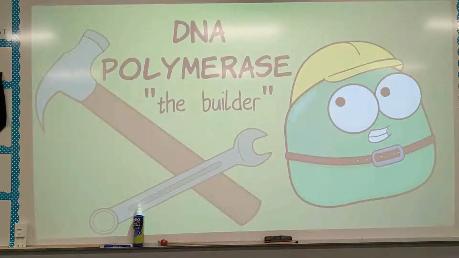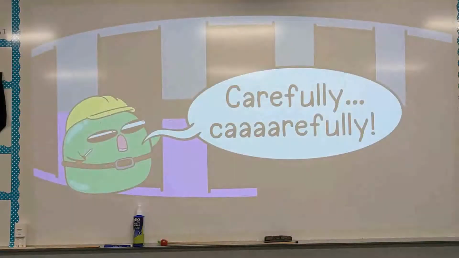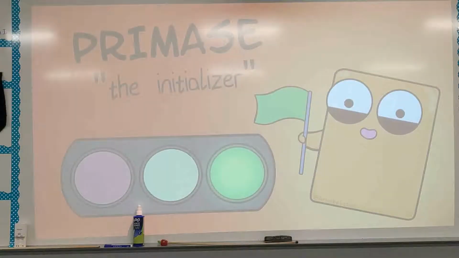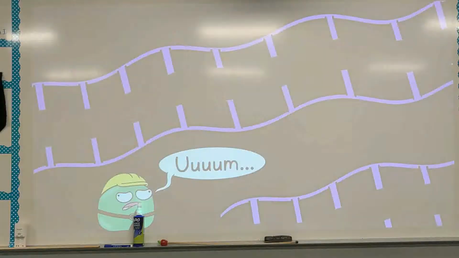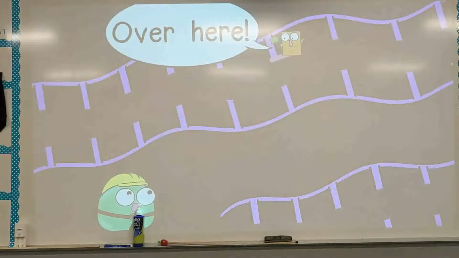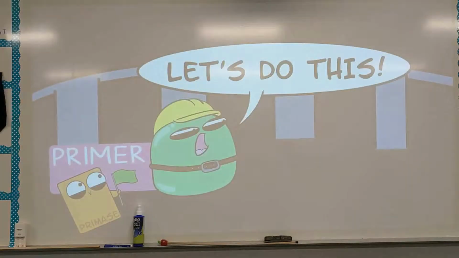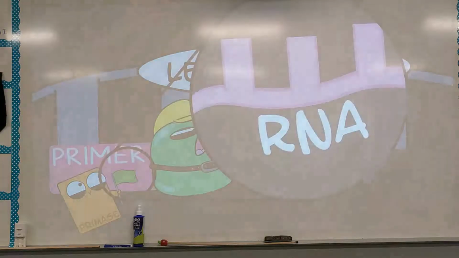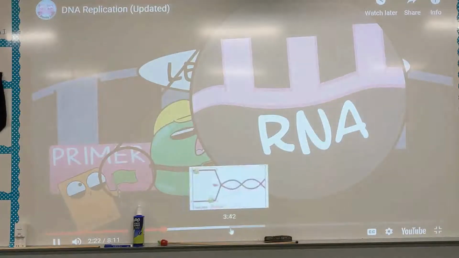DNA polymerase, the builder. This enzyme replicates DNA molecules to actually build a new strand of DNA. Primase, the initializer. With as great as DNA polymerase is, DNA polymerase can't figure out where to get started without something called a primer. Primase makes the primer so that DNA polymerase can figure out where to go to start to work. You know what's kind of interesting about the primer it makes? The primer is actually made of RNA.